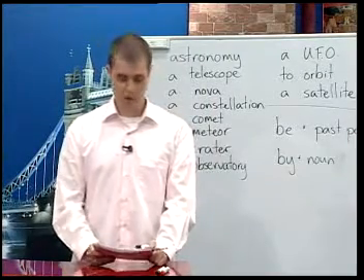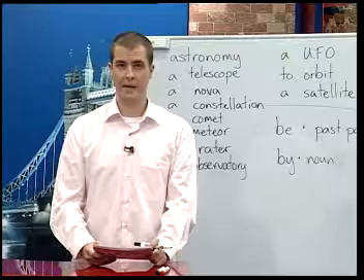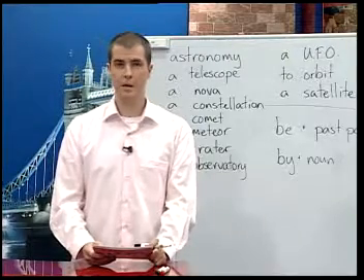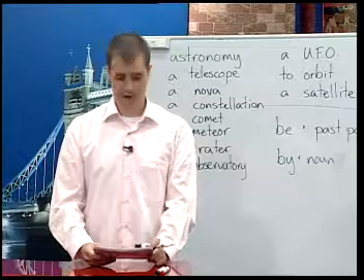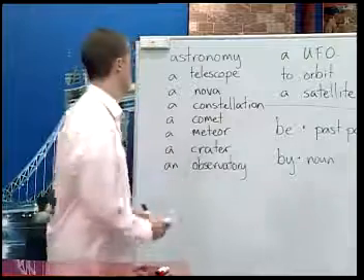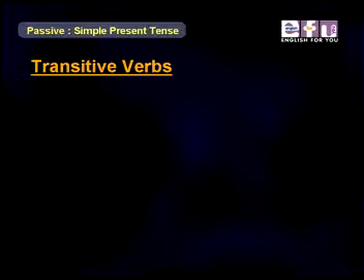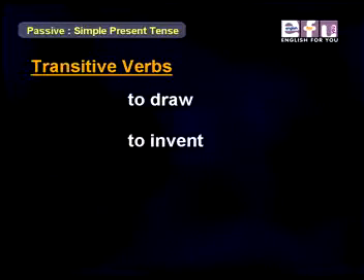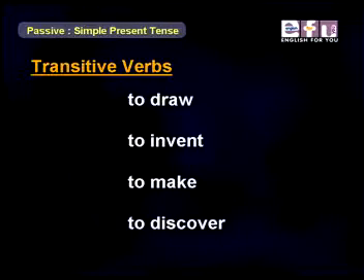Now we need to use a transitive verb for these passive sentences. A transitive verb is a verb that is followed by an object. Only transitive verbs can be used in the passive. Here are some examples. Transitive verbs. Okay, we have to draw, because we can draw a picture. The picture is the object. And we have to invent. And we have to make. To discover.